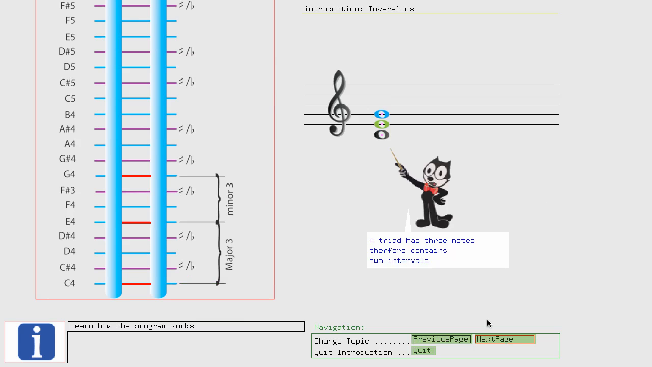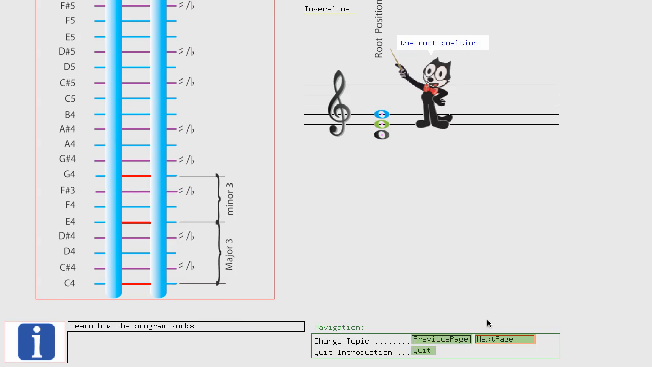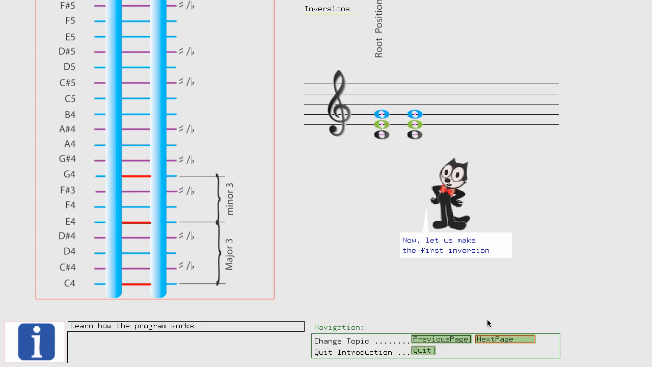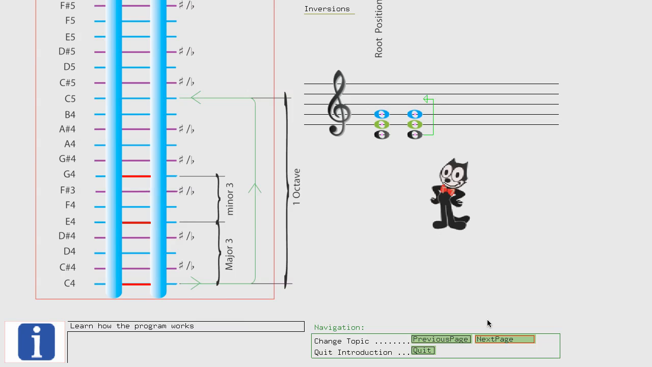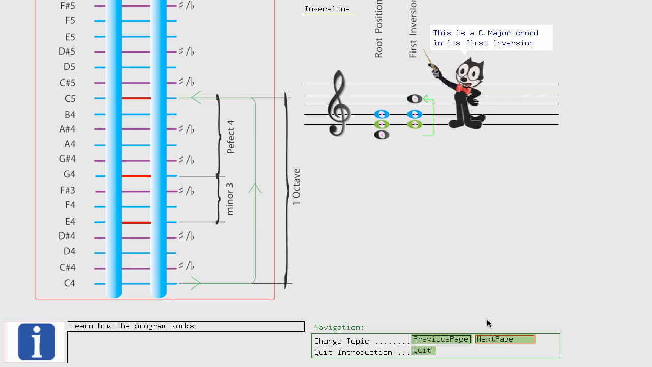A triad has 3 notes, therefore contains 2 intervals. To demonstrate chord inversion, I will use the C major chord. The starting combination with the root note at the bottom is called the root position. Now let us make the first inversion. This is a C major chord in its first inversion.